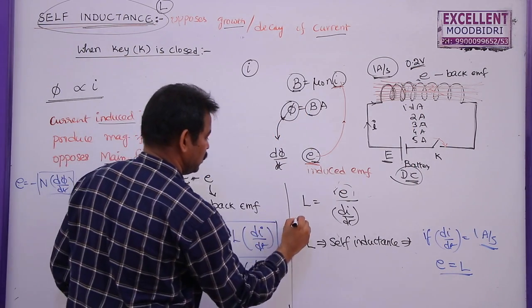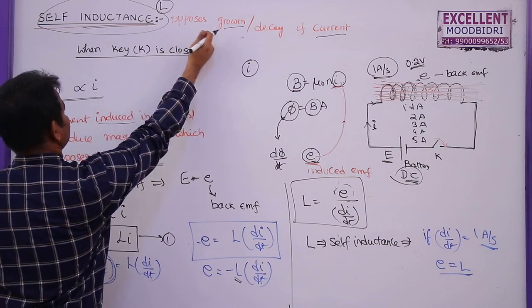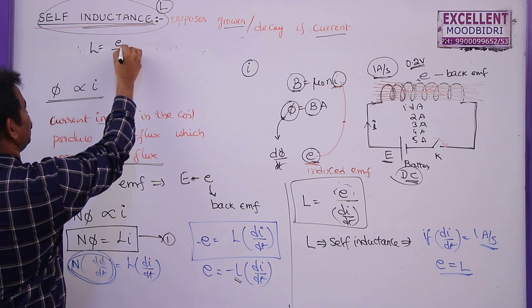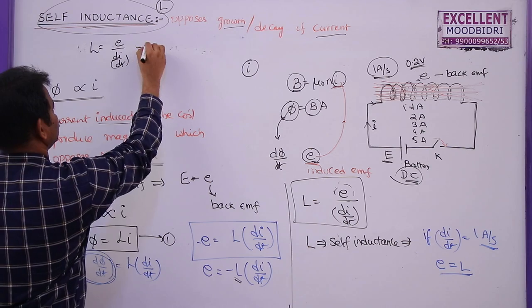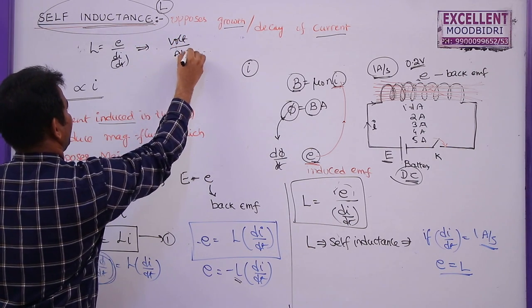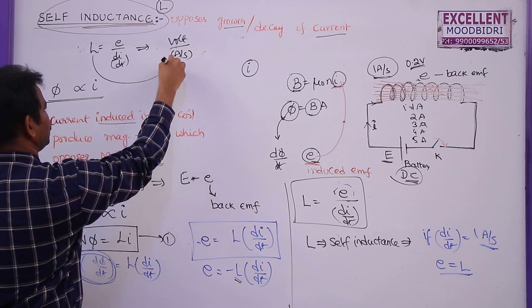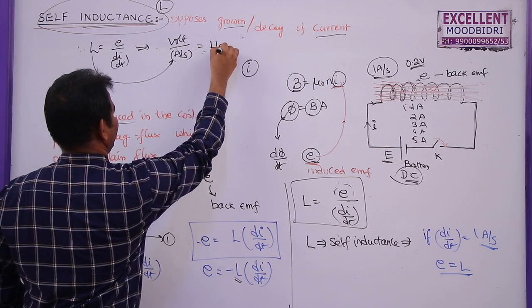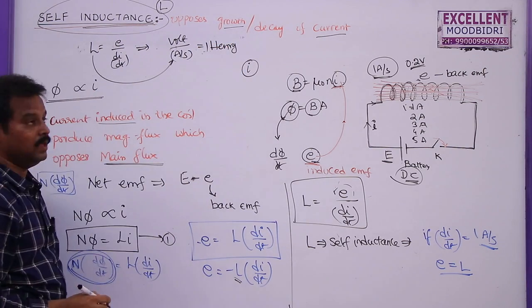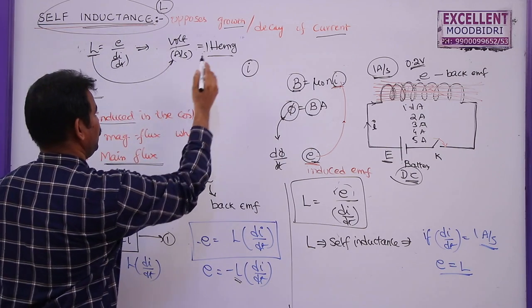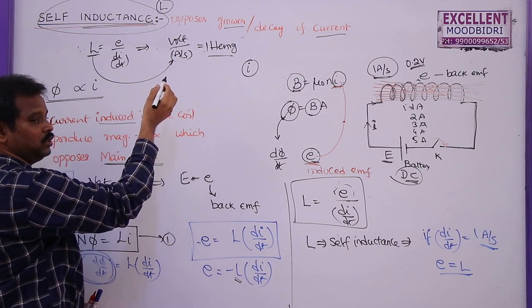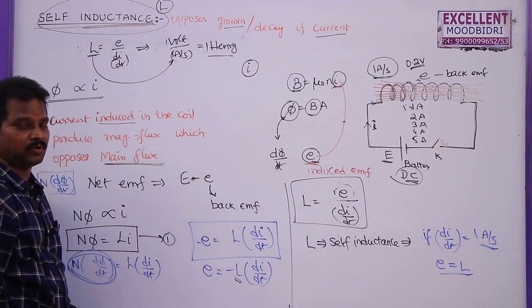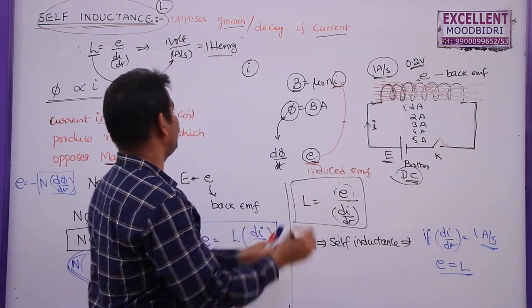From this equation, L is equal to E by di by dt. So this is volt by ampere per second. So self-inductance is measured in volt by ampere per second. This is also called Henry. So what is 1 Henry? The self-inductance of a coil is said to be 1 Henry if the current through the coil is changing at the rate of 1 ampere per second and producing 1 volt EMF in that coil.